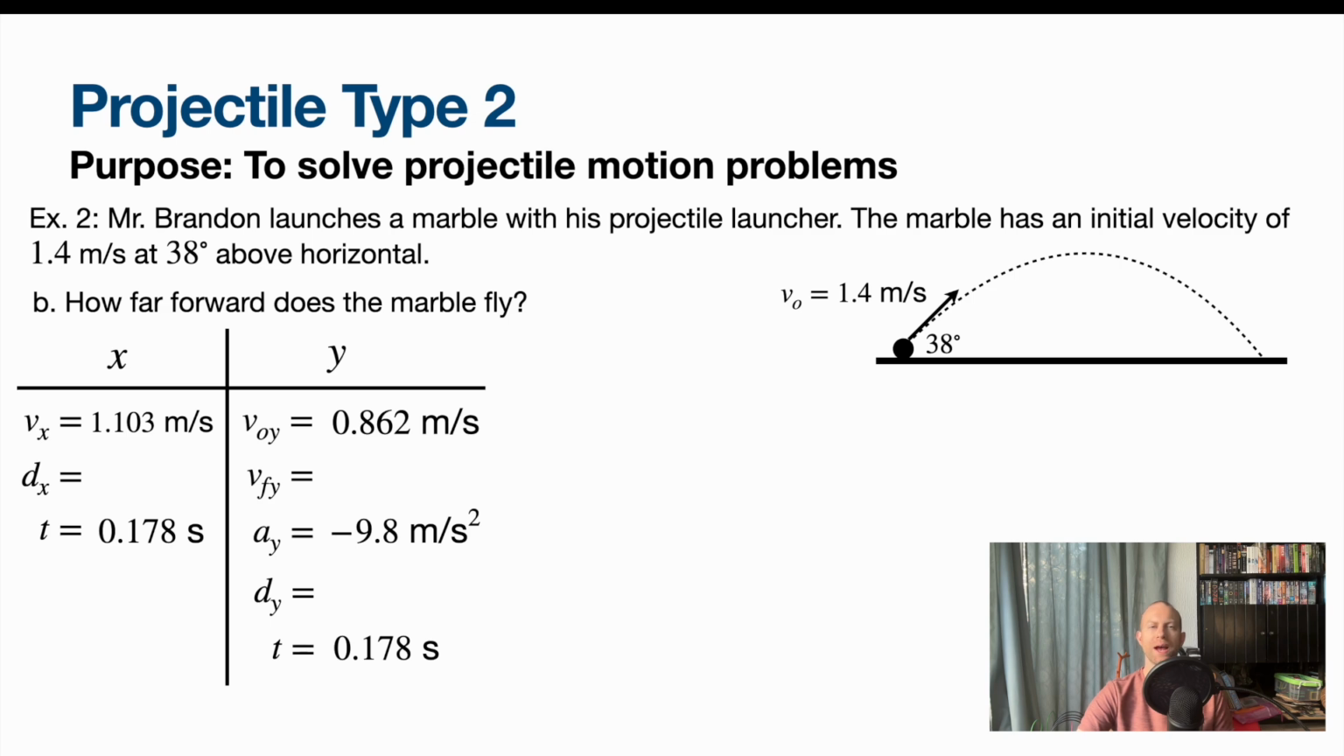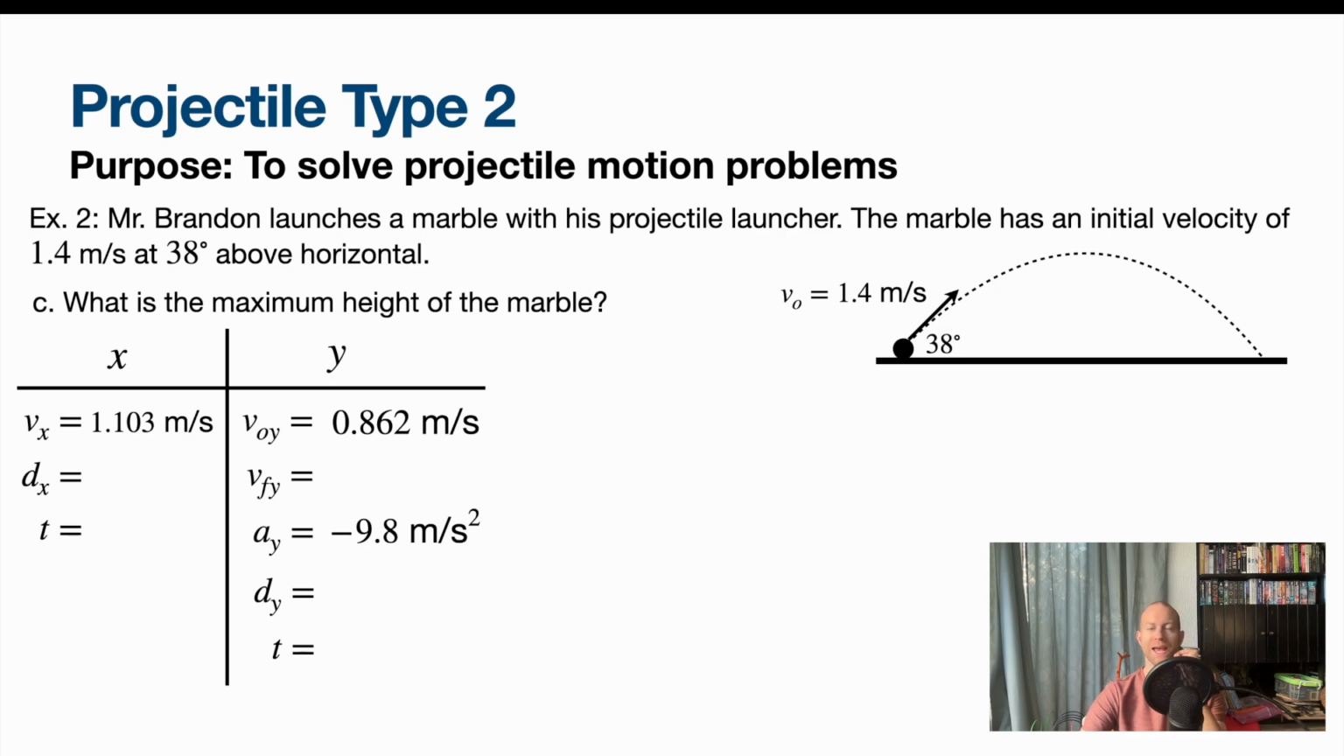All right, so we want to know how far forward does the marble fly. This is our dx. Simple. In dealing with the x component, it's really easy. Just need the vx and the time, which we've got already, and there's the horizontal distance. Very straightforward. Now we want the maximum height.